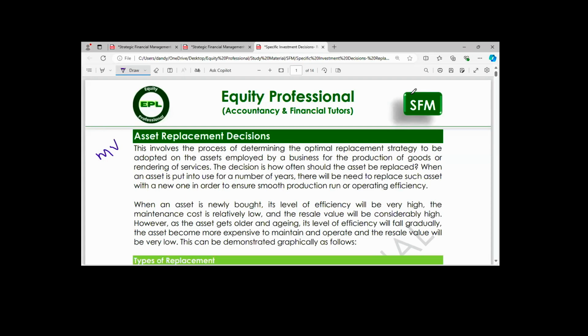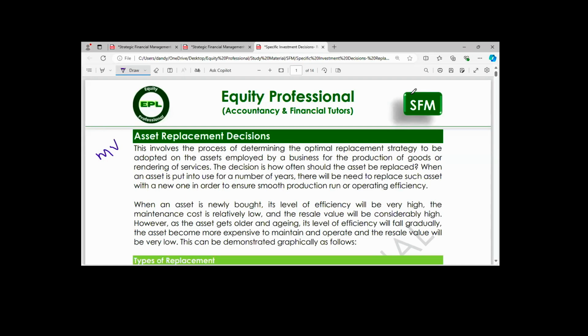Therefore, a company must establish a policy, a replacement strategy, that would dictate how non-current assets employed for the production of goods or services within the organization should be replaced at a later future date. So that is the background of asset replacement decision.